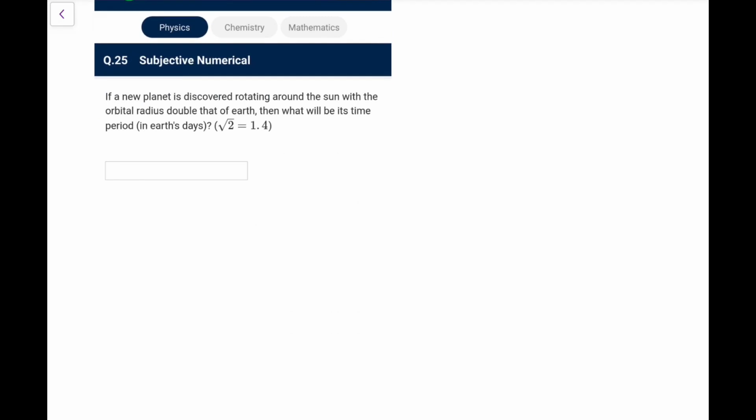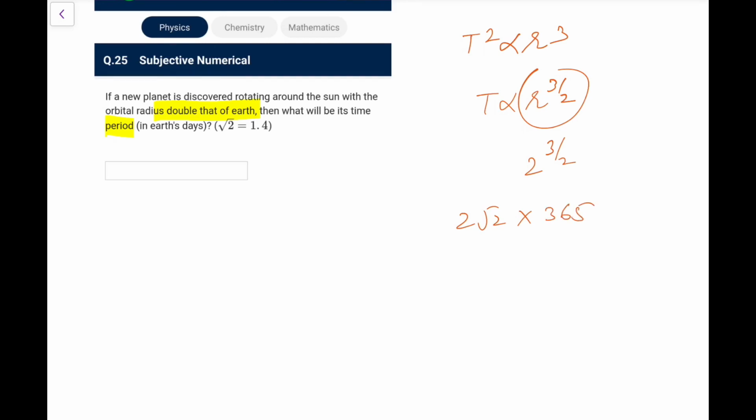Next one, if a new planet is discovered rotating around the sun with an orbital radius double that of Earth, then what will be its time period? We know T square is proportional to r cube, nothing else. So the radius is doubled, so T is proportional to r to the power 3 by 2. So 2 to the power 3 by 2, that is 2 root 2 times its time period in Earth's days. Earth days 365. Root 2 is given, so that becomes 2.8 into 365.